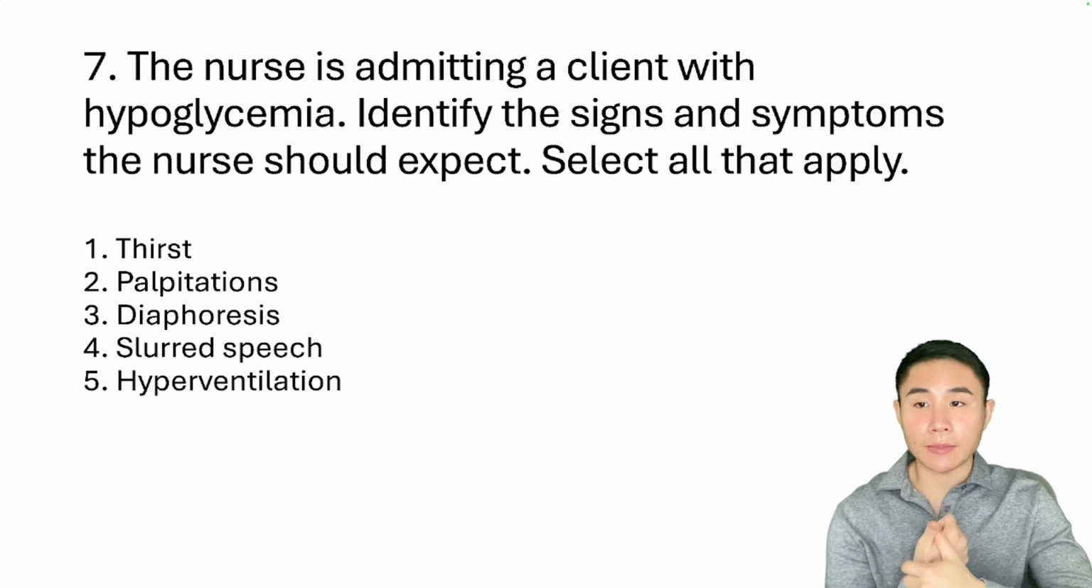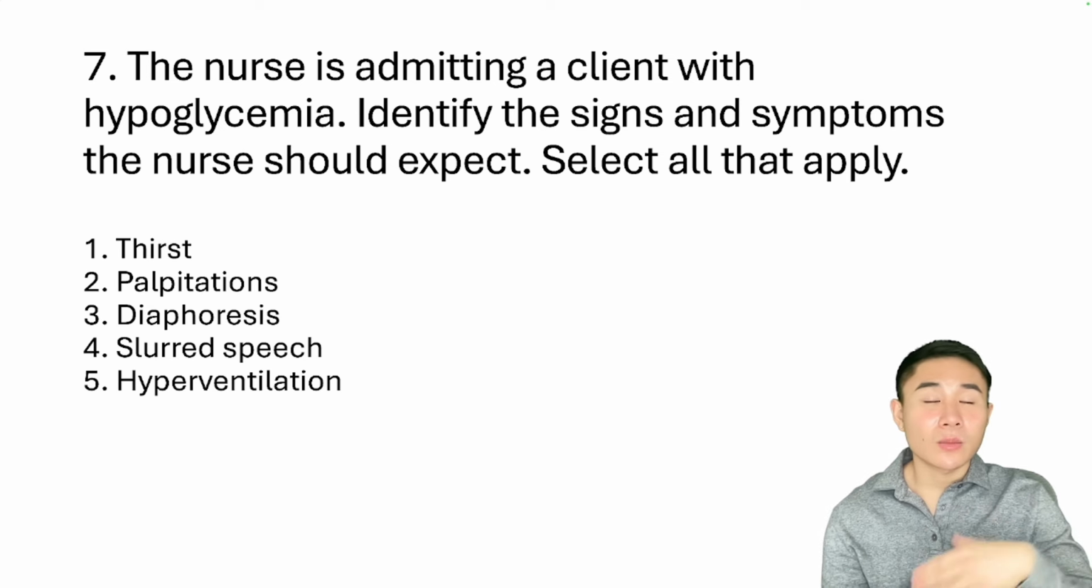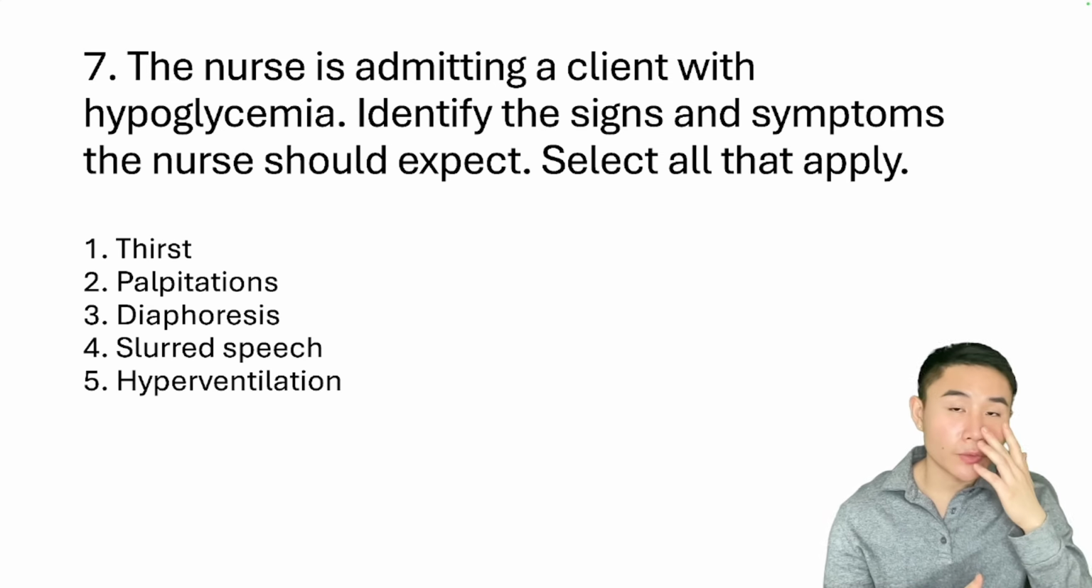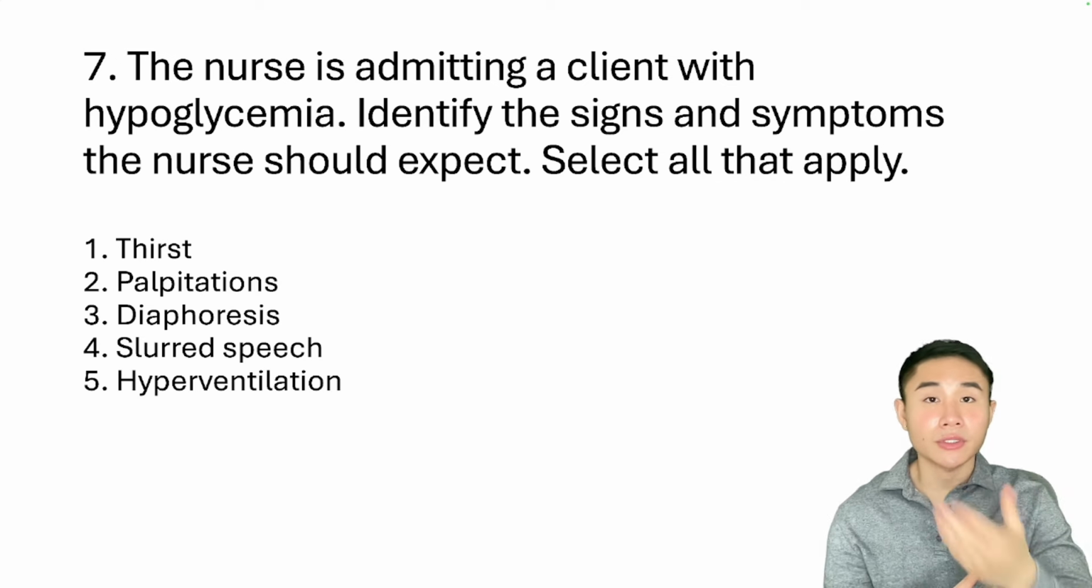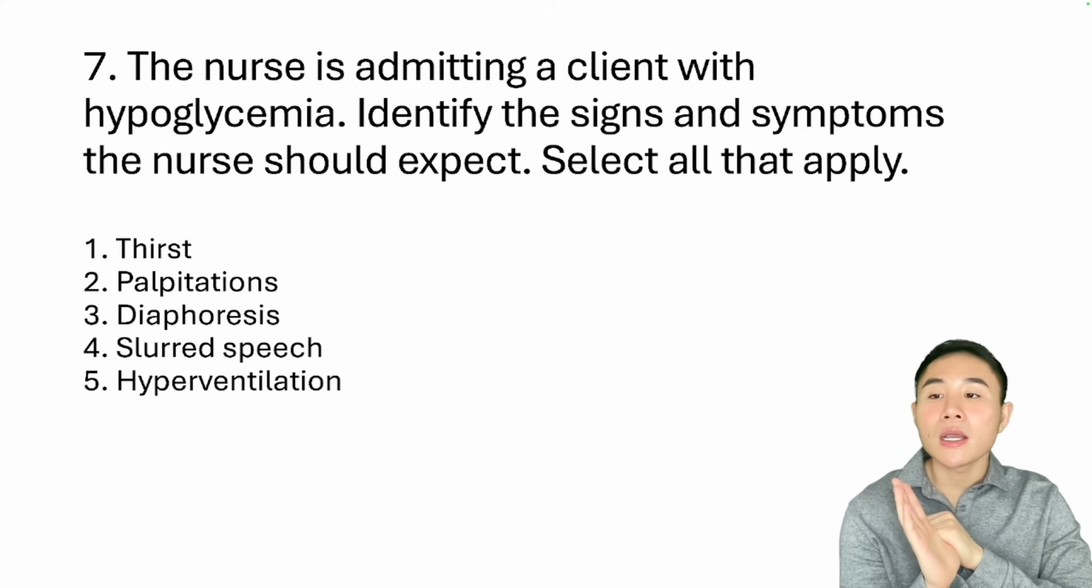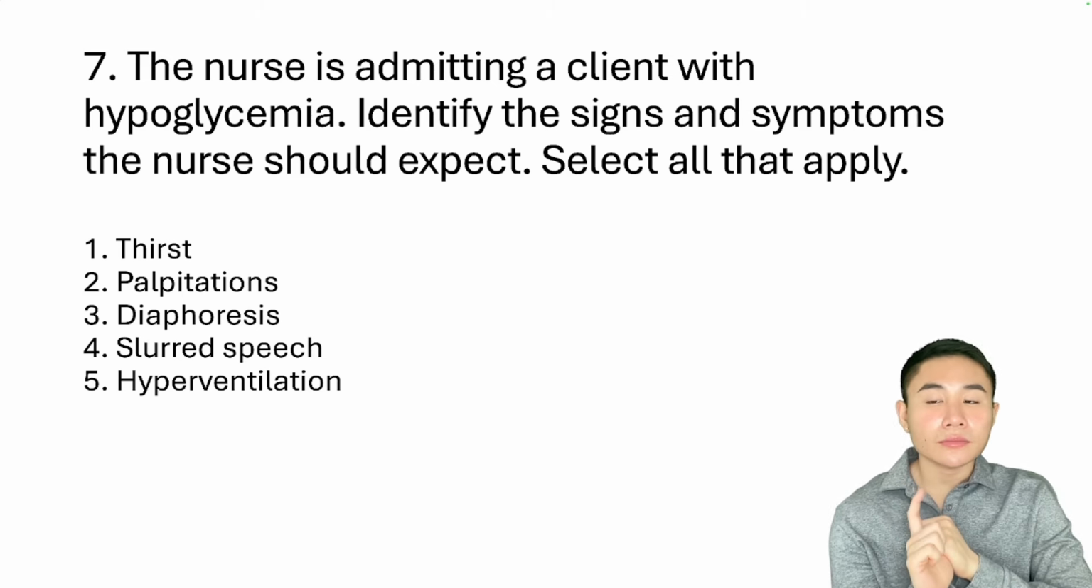So hypoglycemia, number one, thirst. Absolutely not. Thirst comes with high blood sugar. When we eat something very sugary, we usually get very thirsty. So definitely thirst is not an expected sign for hypoglycemia. So no. Number two, palpitation.